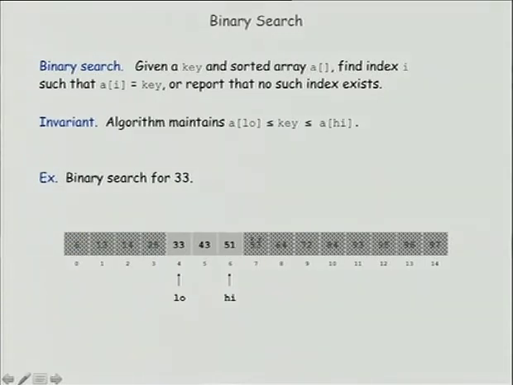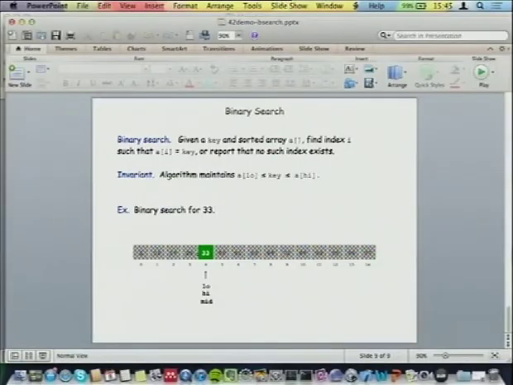Then we say, is 33 greater than or equal to the middle point? The middle point is 43, and of course it's smaller, so we throw away those, and then we end up at this point, and boom, we found 33. So this is how we would do a binary search.